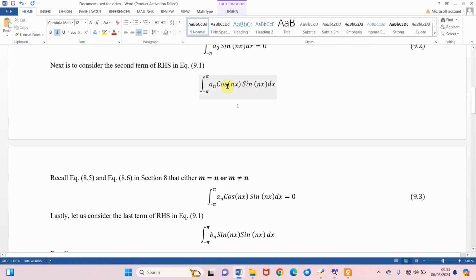But remember, this integral here has to do with the integers m and n. So these integers will determine what we're going to get as the outcome of the definite integral. Because of this, let's consider two cases. The first case is when m is equal to n, and the second is when m is not equal to n. We've worked this before when dealing with equations 8.5 and 8.6. Either m is equal to n or m is not equal to n, this expression will give us 0. Please go and check your lecture notes, equations 8.5 and 8.6.